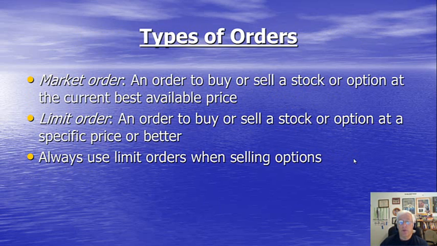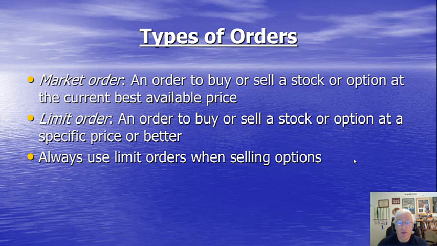So actually there are 2 types of orders I want to discuss. The first is called a market order, and that's an order to buy or sell a stock or an option at the current best available price. So that would be the bid price on an options chain if we're selling. Now, we use these when the bid-ask spread is very close together relating to the stocks.